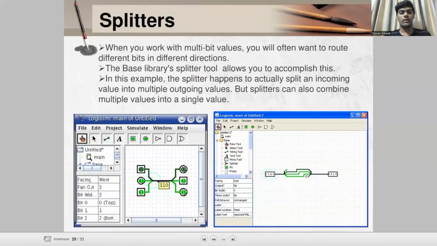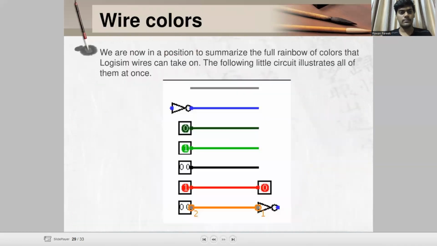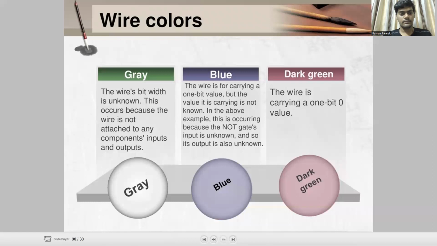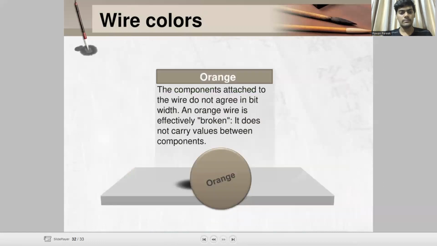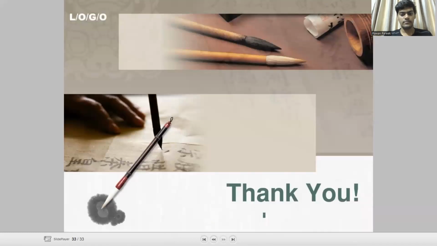Splitters. When you work with multi-bit values, you will often want to route different bits in different directions. In this example, the splitter splits an incoming value into multiple outgoing values. Wire colors. There are several colors of wires in Logisim. We are now in a position to summarize the full rainbow of colors that Logisim wires can take on. Gray, blue, dark green, bright green, black, red, and orange are the different wire colors in Logisim. Thank you.